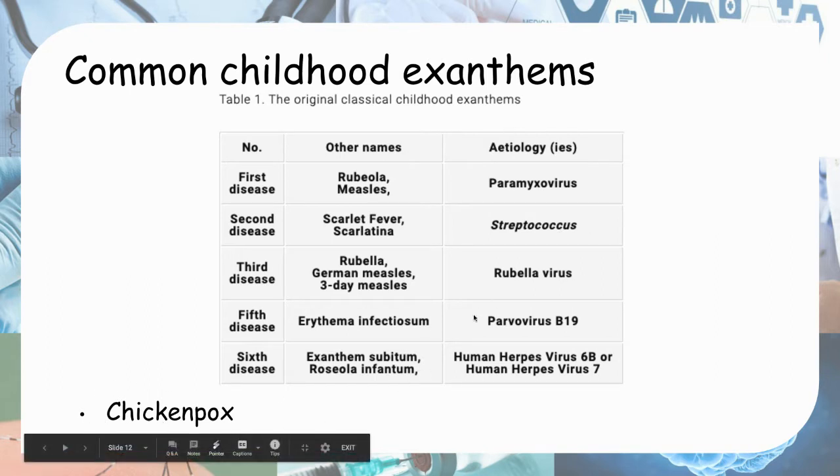Chickenpox was not categorized under this because these all appear as a macular-papular rash, while chickenpox looks totally different. It appears as vesicles, but chickenpox is also caused by a virus. So let's look at these one by one.